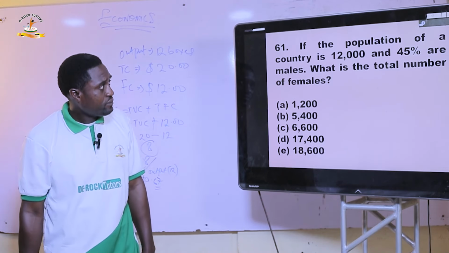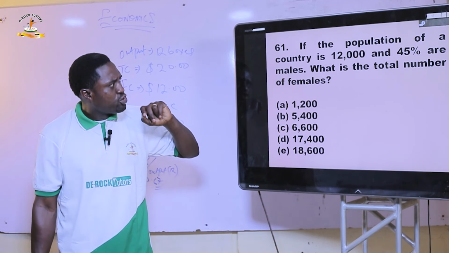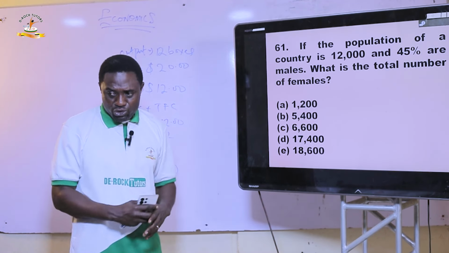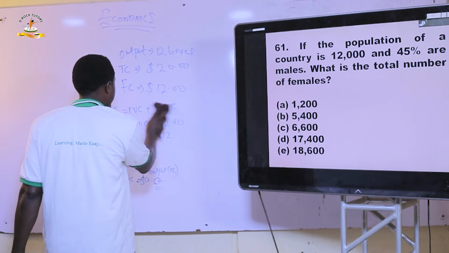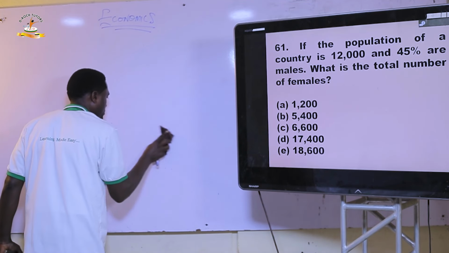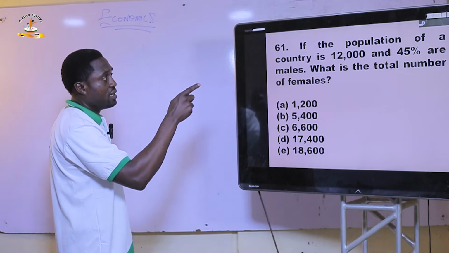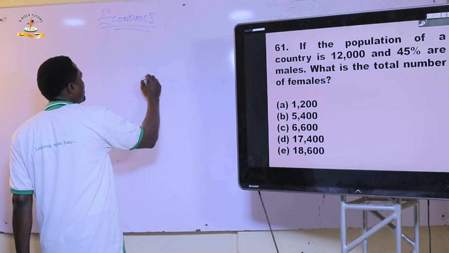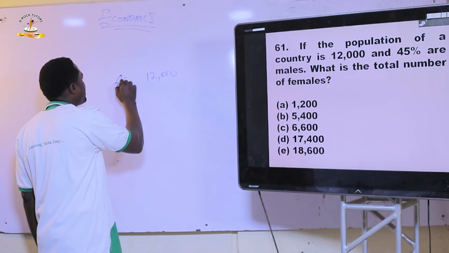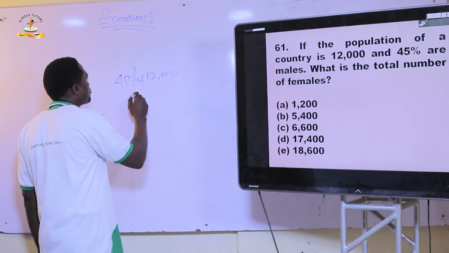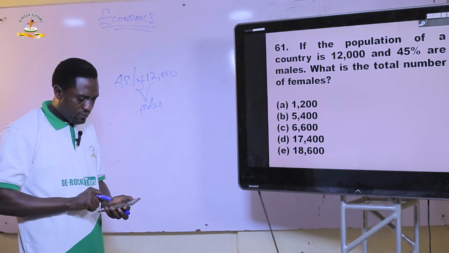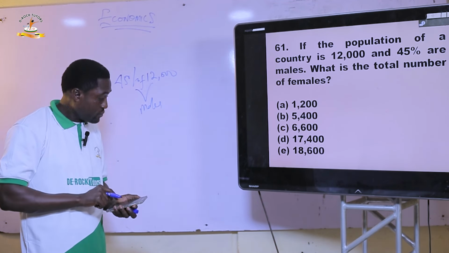The next question. 61. If the population of a country is 12,000 and 45% are males, what is the total number of females? Now, if the population of the country is 12,000 and 45% are males, what is 45% of 12,000?